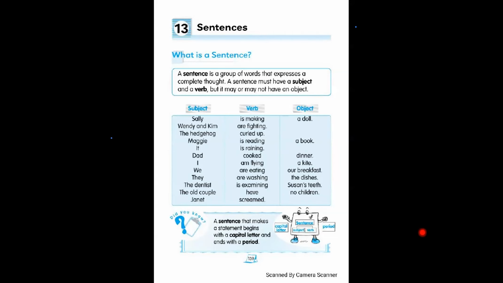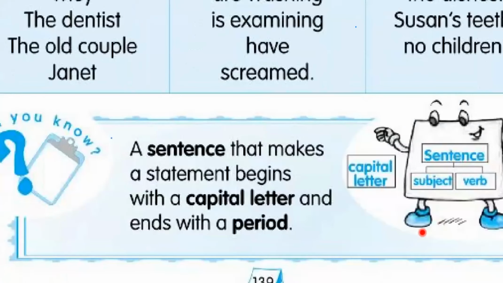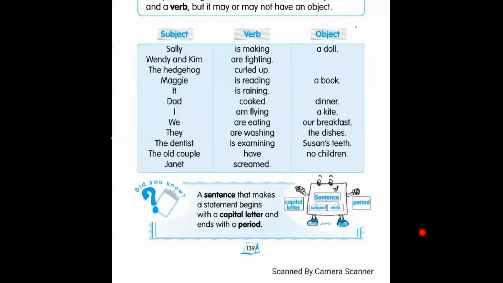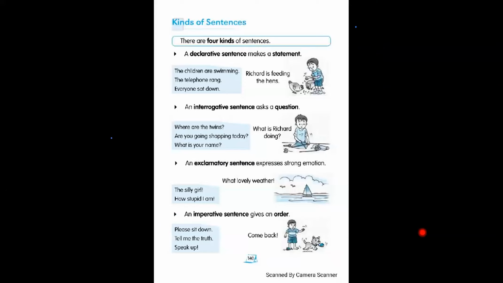All right. And what does the sentence tell us? A sentence that makes a statement. जो sentence statement बोल रहा है. Hari is feeding the chickens. Like that. So it is a statement. Whenever the sentence is telling about a statement, it will always start with a capital letter and it will end with a period. Are you getting what I'm trying to say? Yes, ma'am.